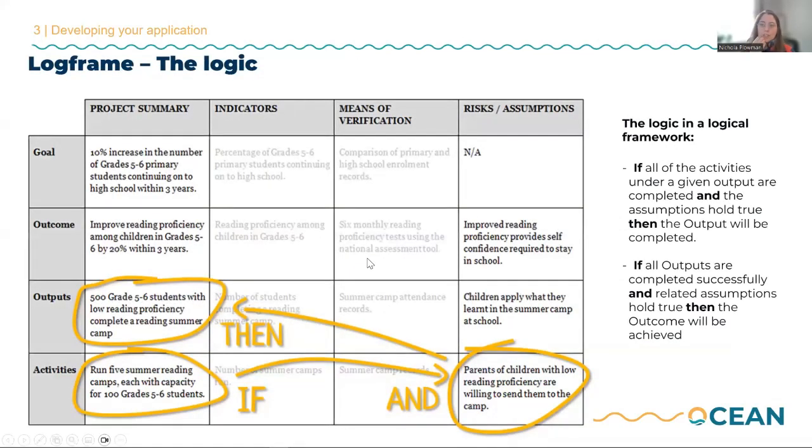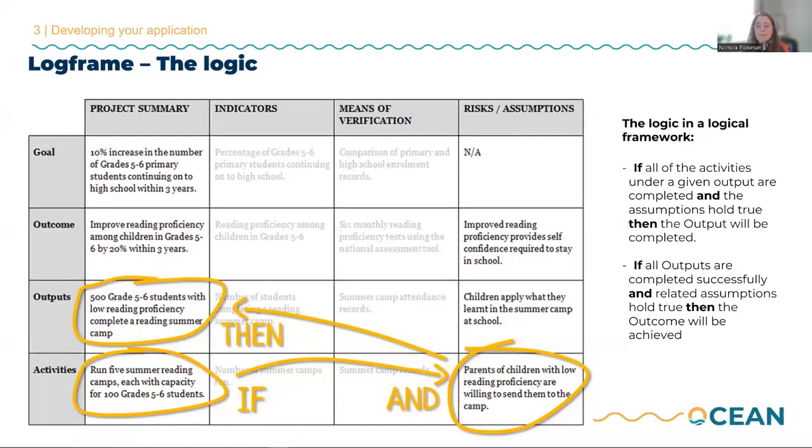So what is the logic of the log frame? Well, this is also relevant to your theory of change, but it's just to think about how everything runs into each other. So you're going to start off with your project activities. And if your project activities are successful and your assumptions about that activity hold true, then you're going to achieve your outputs. So here we have an example.